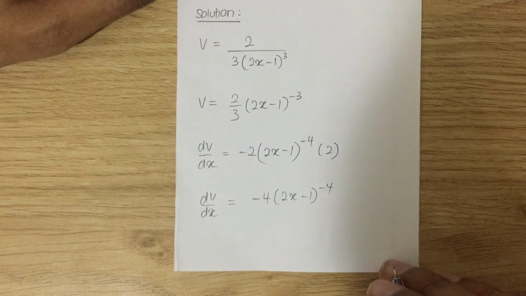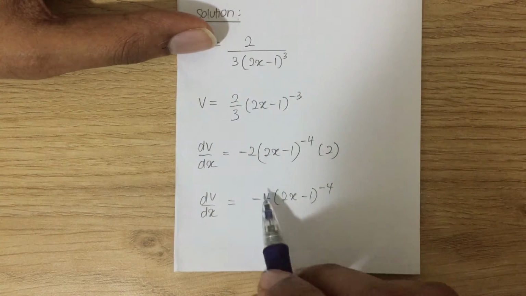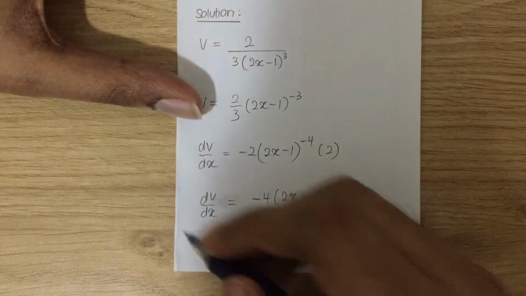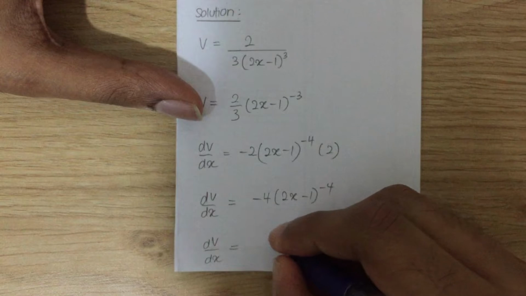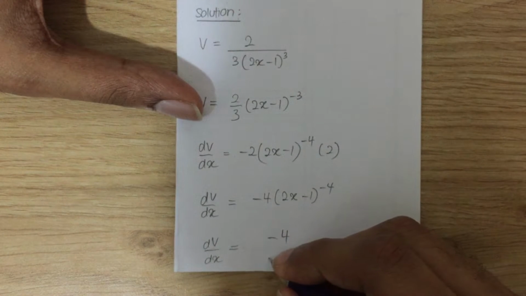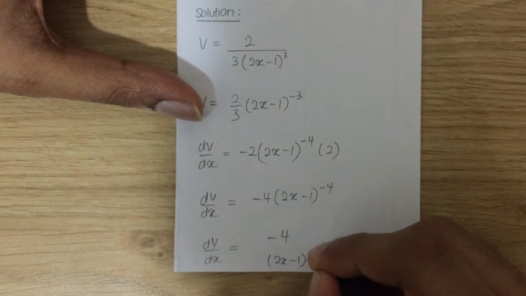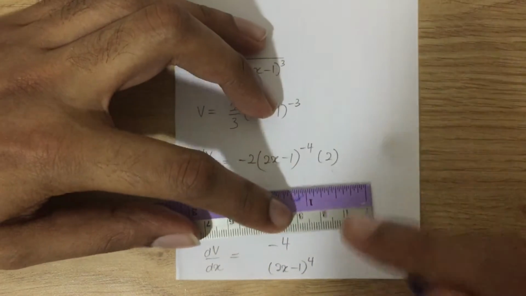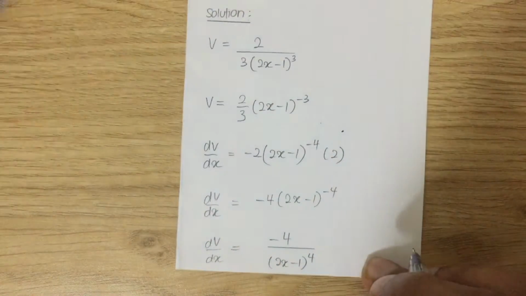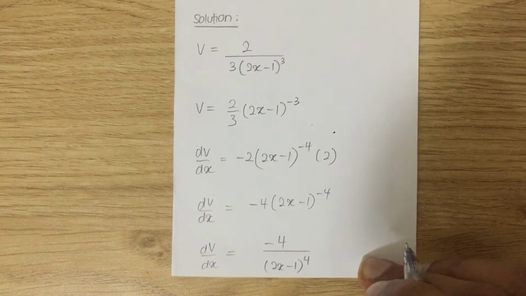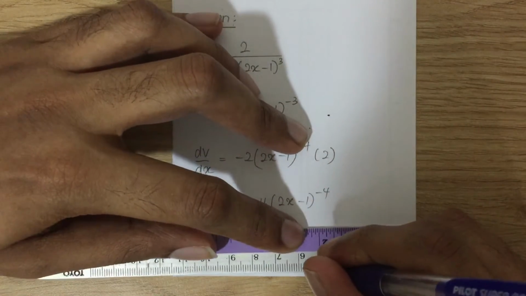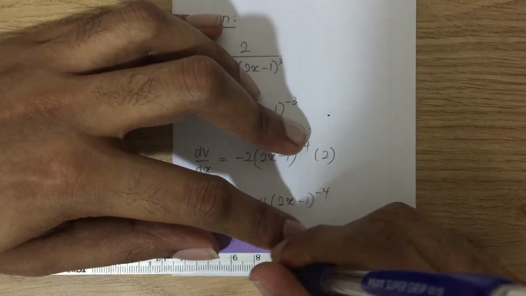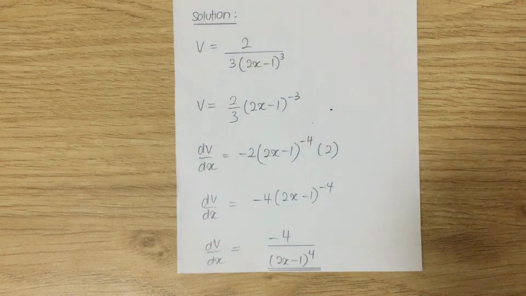We are very close to our final step. For the final step, we're going to change this back into fraction form. So dv over dx is equal to negative 4 over (2x minus 1) to the power of 4. So this is your answer. Let me underline the solution. We still have one more question to discuss, so please wait for a moment.